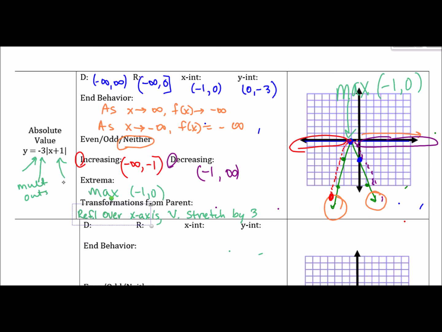And then this last one, we're adding inside. Inside means horizontal, and then we're adding something, so it's a horizontal shift. Inside's always backwards, so even though +1 means we're increasing it, we're actually going to the left side 1.